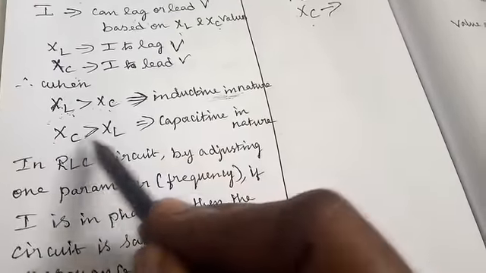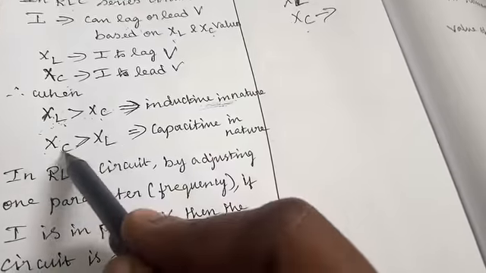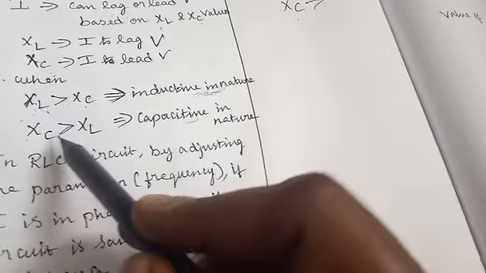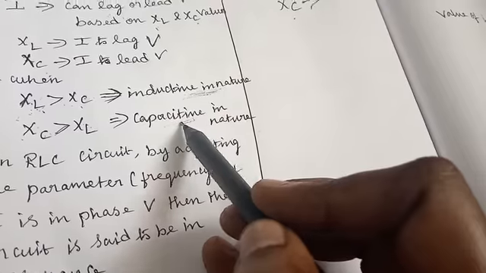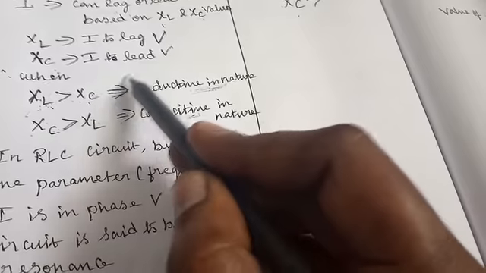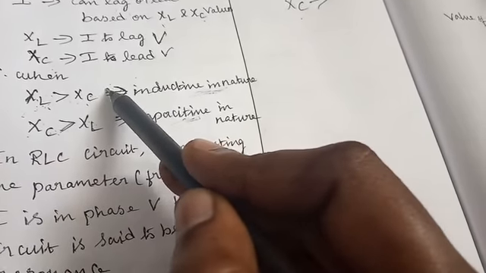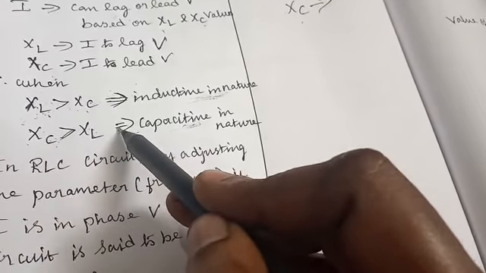If my XC is greater than XL, இப்போ என்னோட capacitive reactance அதிகமா இருக்கு when compared to XL, then my circuit will behave as a capacitive in nature. XL விட XC அதிகமா இருக்கிறப்ப என் circuit capacitive-ஆ behave பண்ணும். So therefore when XL is greater than XC, my current will lag. When my XC is greater than XL, my current will lead. அப்போ XL அதிகமா இருக்கிறப்ப சர்க்யூட்ல போற கரண்ட் வோல்டேஜை விட lag ஆகும். XC அதிகமா இருக்கிறப்ப வோல்டேஜை விட கரண்ட் லீட் ஆகும்.